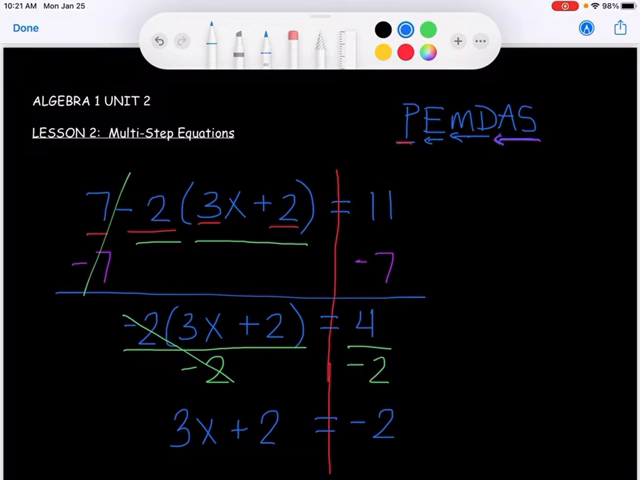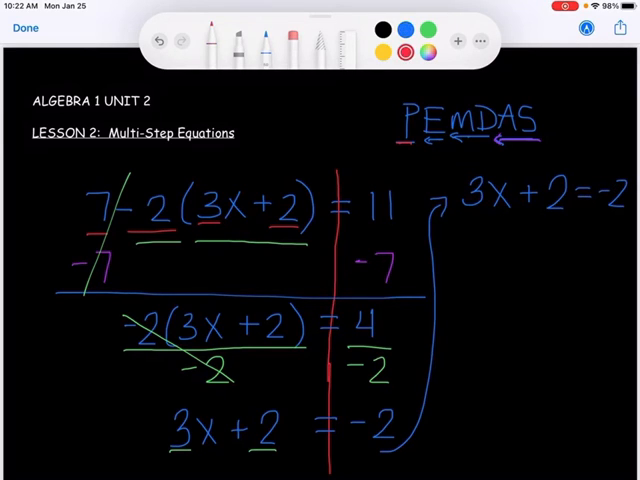All right, now I have the 3 times the x and the plus 2. And again, you want to deal with addition before multiplication. So we're going to get rid of that 2 first. Let me rewrite what I have up here. I've got 3x plus 2 equals -2. So to get rid of that plus 2, I would subtract it. So 2 from both sides.